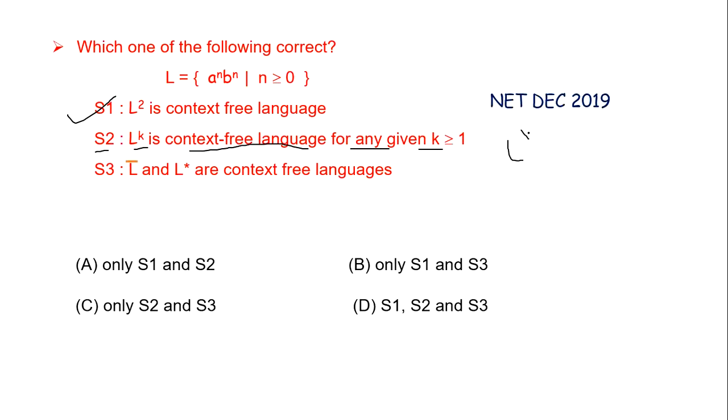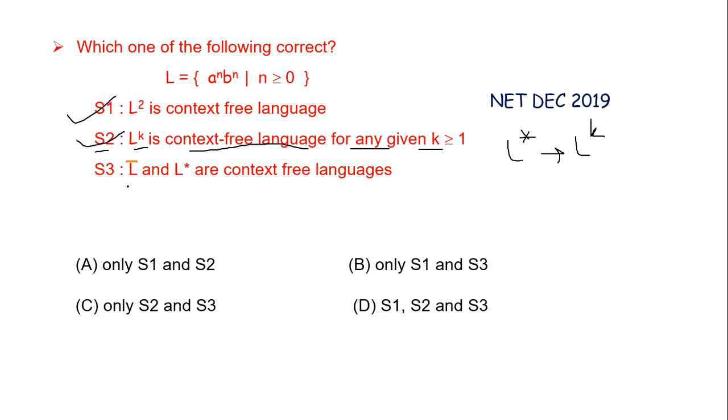So basically L Kleene closure is a context-free language if L is a context-free language. Using this property we can say that L raised to the power k will be a context-free language. So statement 2 is also true.